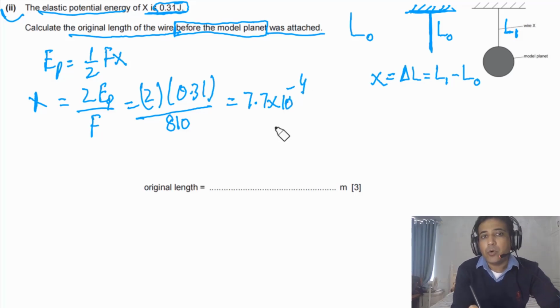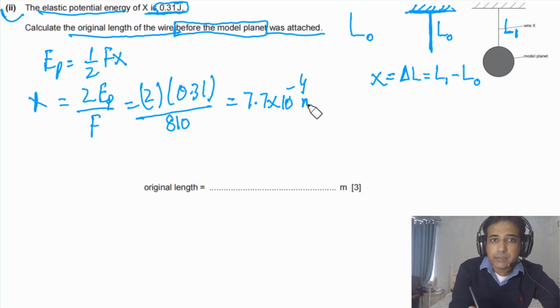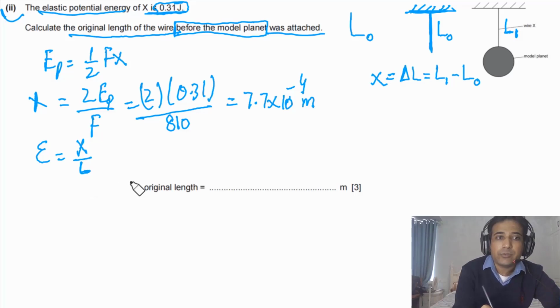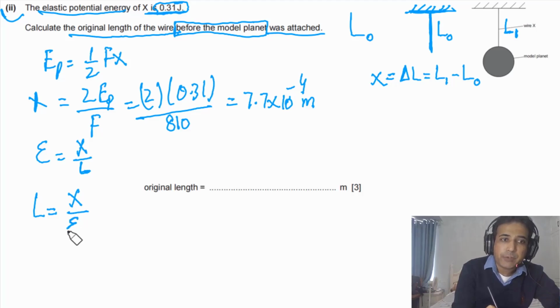So this is the value of X, and this is in meters. Now we understand that strain is equal to X over L, and this L is the original length. So we can say in this case L will be equal to X divided by epsilon, the strain.